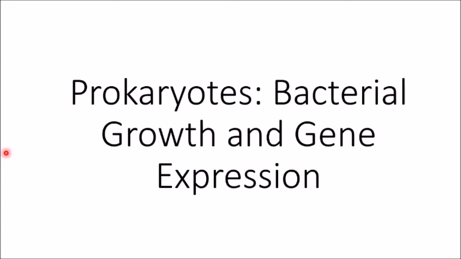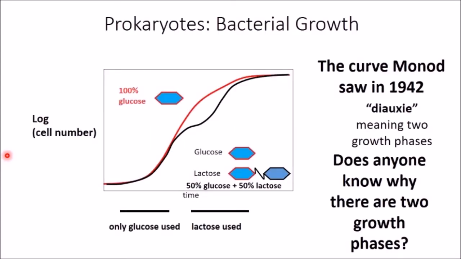I mentioned bacterial growth before, and I said it was exponential, which it is. But here is a graph, a figure from Monod, Jacob and Monod, if you're familiar with that name. He's the guy who talks about lac operons and all that jazz. On the x-axis you have time, on the y-axis you have log cell number. He saw that the curve was exponential when all he added was glucose to a plate of, let's say, E. coli cells, or bacteria, doesn't matter. And when he added glucose and lactose, so 50% glucose and 50% lactose, he saw two growth phases.